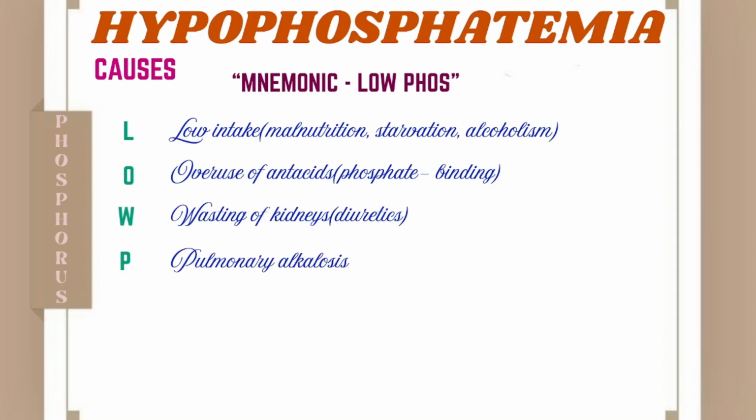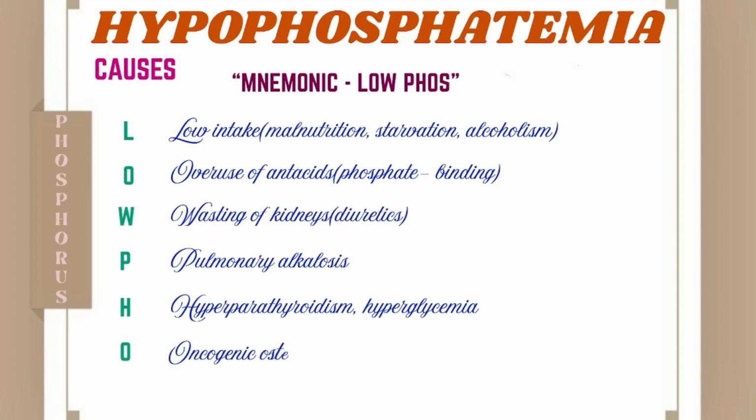In condition of pulmonary alkalosis, that is respiratory alkalosis, the phosphate will shift into the cells, which will decrease the serum phosphate level. H. H stands for hyperparathyroidism or hyperglycemia. In condition of hyperparathyroidism, there is increased renal phosphate excretion, and in case of hyperglycemia, more phosphate shifts into the cells and serum phosphorus level decreases, that is hypophosphatemia.